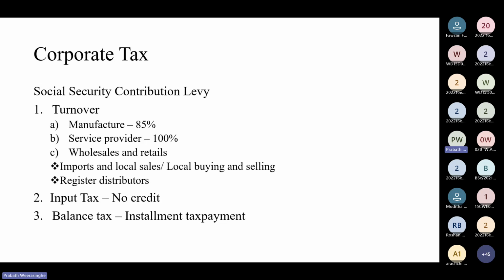You have to mention that this is a manufacturer, so it could be liable for SSCL, right? Remember the registration threshold and all those things, and based on that you can construct your answer. As well as, there will be a small question from SSCL.